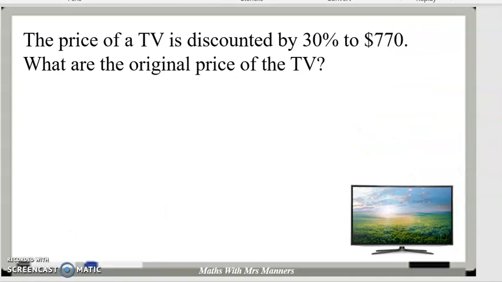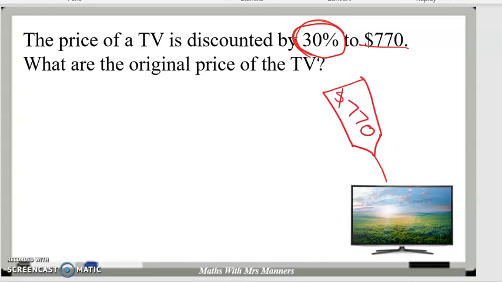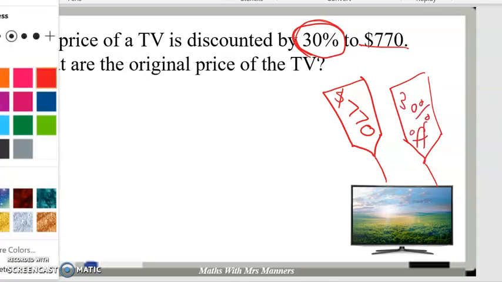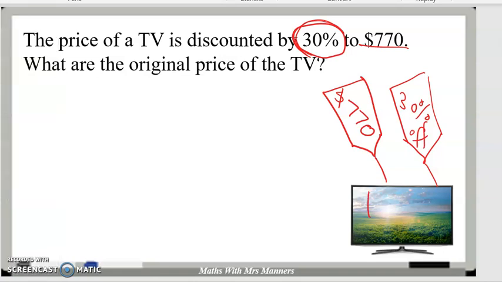The price of a TV is discounted by 30% to the price of $770. So this TV has a price tag on it of $770, and it's had 30% taken off the price. Now this is where you've got to think about that if you have 30% off a price, well, the TV, before it had this discount, the TV would have been 100%. But once we have a sale on it and we take 30% off, well, then the TV will become 70%.